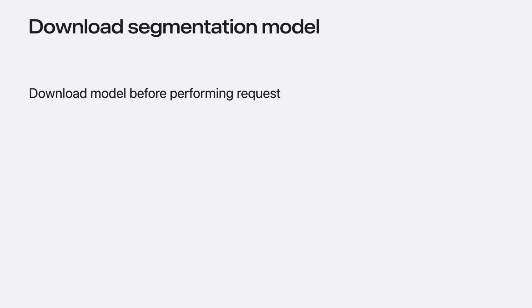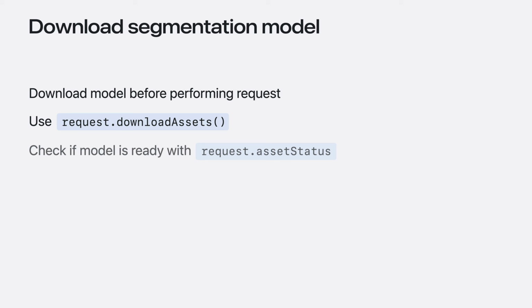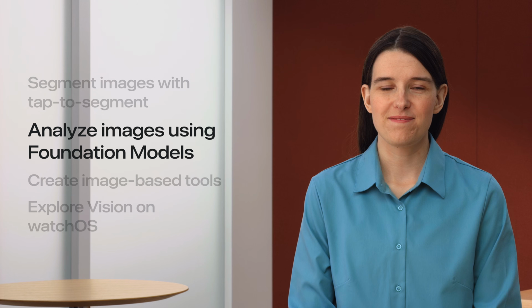Lastly, I want to mention that before you perform a segmentation request for the first time on a device, you'll have to download the model. You can use the Download Assets API to begin a download. And if you're not sure whether the model is downloaded or not, you can check Asset Status to see if the model is ready to use. With Tap to Segment, you can now interactively segment any part of an image you'd like.